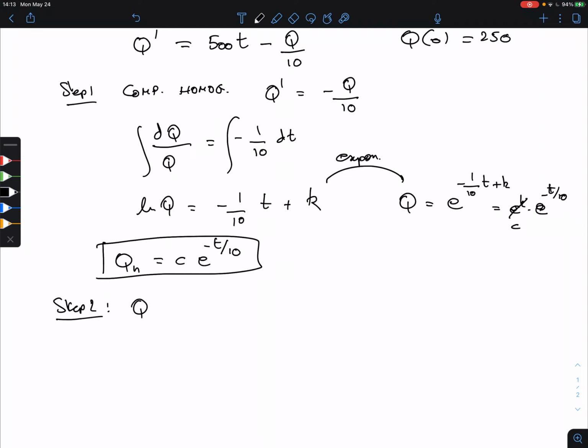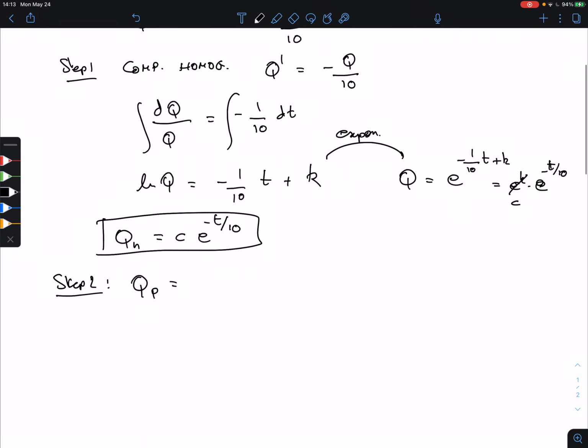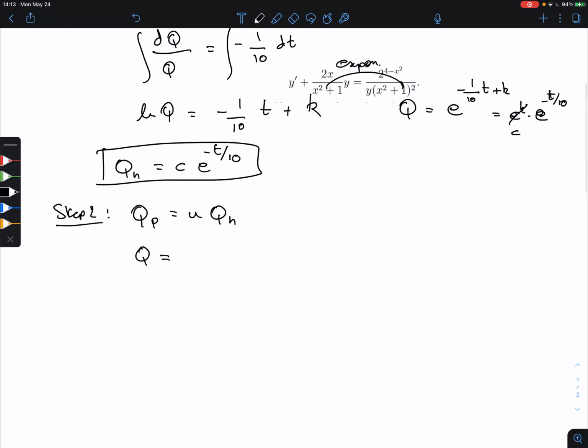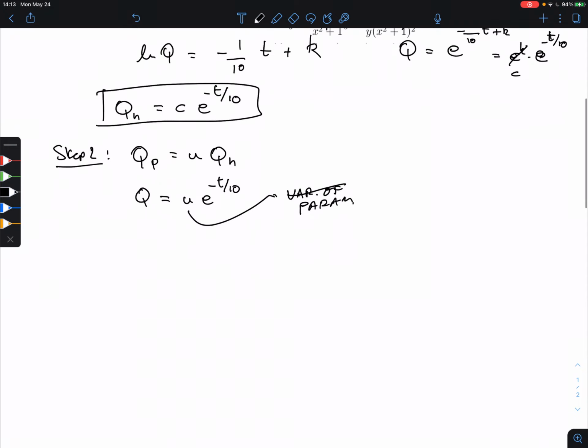We need a particular solution, and that is done by varying the parameters. So this is the formula, right? Where Q_H is one of these solutions that we have there. In this case, again dropping the subscripts because we're going to work with this, it's u e to the minus t over 10. And this is the variation of parameters. Oh, this is the parameter, sorry. u is the parameter.